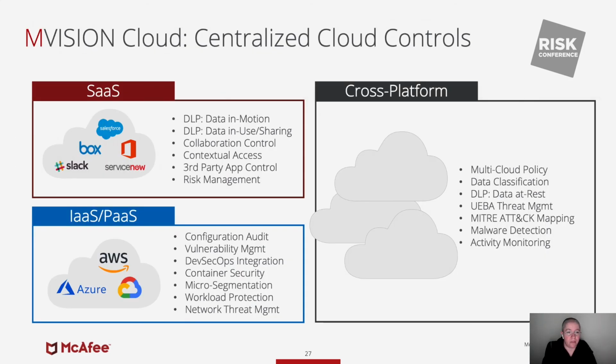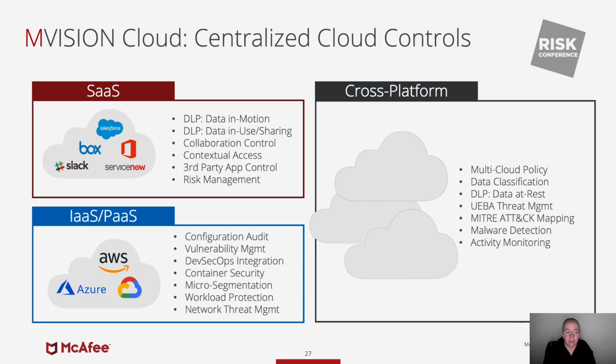Now, I want to just quickly summarize some of the things we mentioned. We mentioned software as a service: the DLP elements, the collaboration control, access control as well, third-party app control, overall risk management of everything. And then moving into IaaS and platform as a service, the details of the configuration audits, vulnerability management, the integration with DevSecOps, container, the microsegmentation, workload protection and network threat management. Cross-platform, these are things that come with it, regardless of whether it's software as a service, infrastructure, or platform.